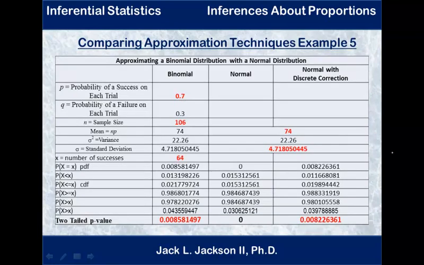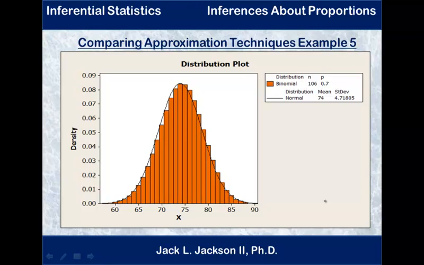Example 5. These are pretty close. 0.0085 or 86, 0.0082. Those are quite close. Your graphs are going to look pretty close to each other.